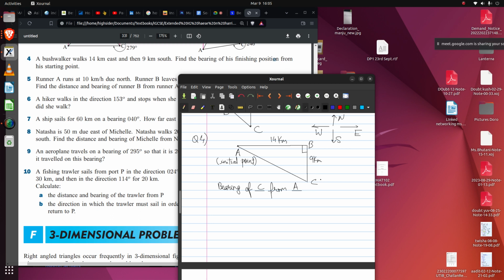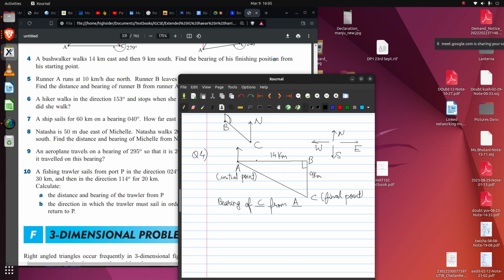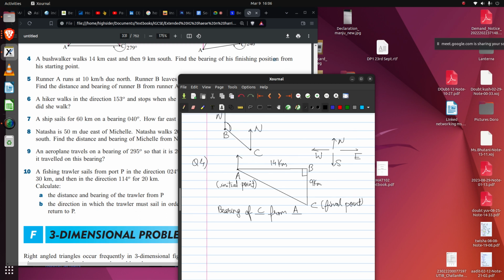Final point, initial point. And how do I figure out this bearing now? What do I need to find out? Okay, so I have to find the angles. Tell me which angle. So we know that both of them should add to 180. Wait a second. First, you should mark the angle that you're looking for. Okay, let's just mark the angle. Where is that?